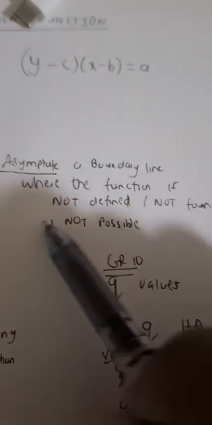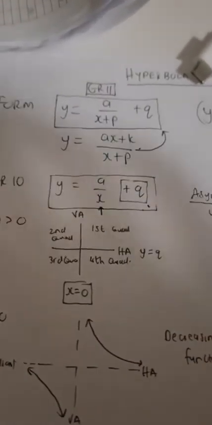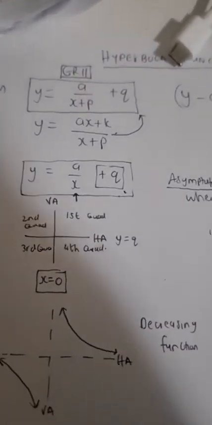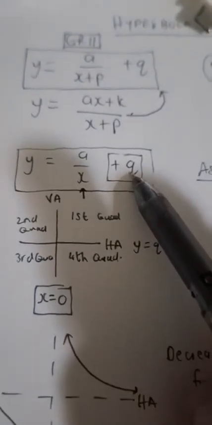What is an asymptote? Remember, an asymptote is a boundary line where the function is not defined or not found, where it's not possible. And these boundary lines for the hyperbola function are unique in that there are two of them, and they are both very important. In grade 10, we not only had the horizontal asymptote, which is given by the equation y is equal to whatever the q value is, but we also have a vertical asymptote, which is given in grade 10 by the equation x is equal to 0.